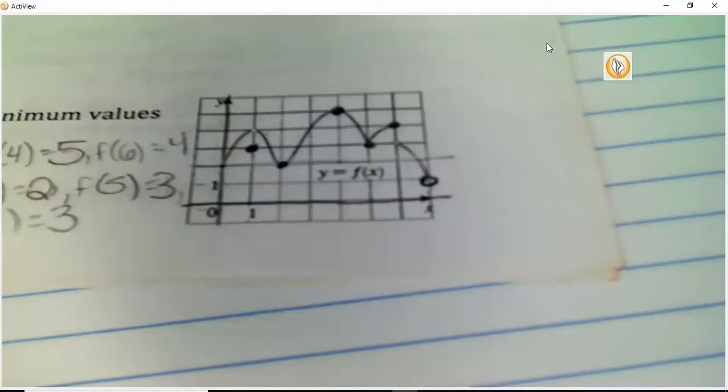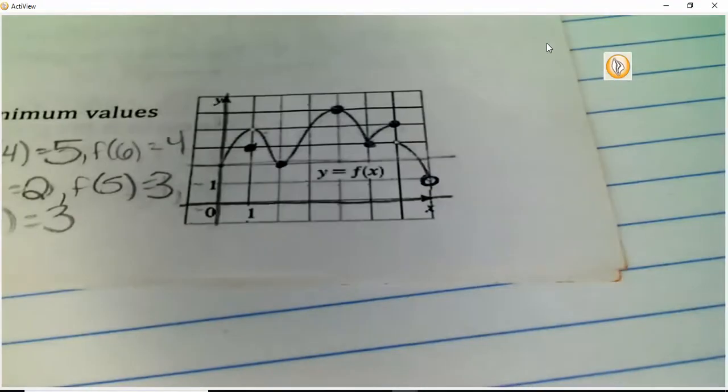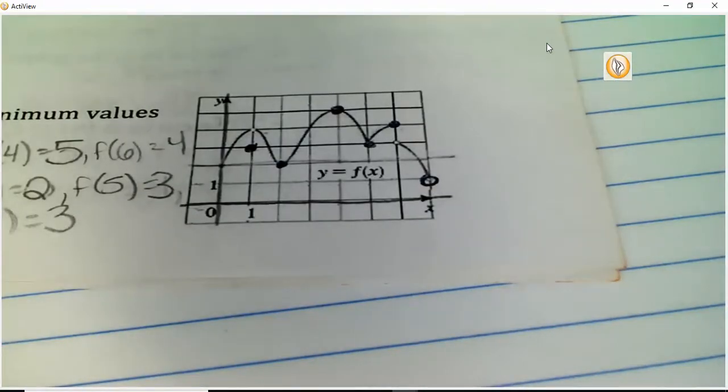I want all the absolute and local maximums and minimums here. So the absolute max has to be the highest point on the entire graph. Can those be endpoints? Absolute can, but local cannot. Okay, so we can see the highest point on the graph is right here. So you could either write an ordered pair, that would be 4 or 5, or you could say f of 4 equals 5.